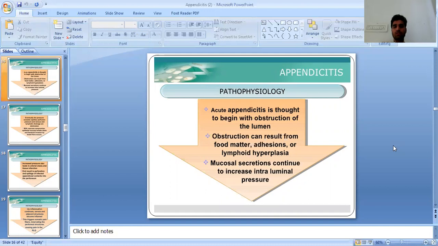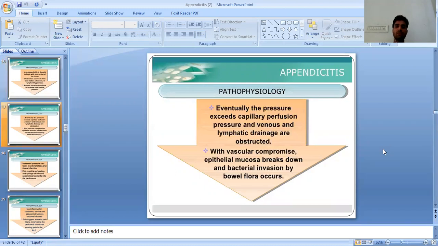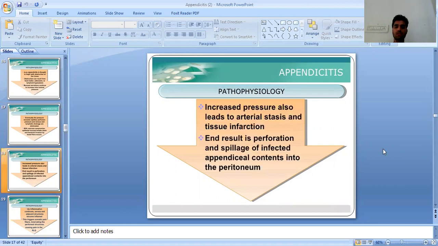Acute appendicitis is thought to begin with obstruction of the lumen. Obstruction can result from food matter, adhesions, or lymphoid hyperplasia. Mucous secretion continues to increase intraluminal pressure. Eventually, the pressure exceeds capillary perfusion pressure and venous and lymphatic drainage are obstructed. With vascular compromise, epithelial mucosa breaks down and bacterial invasion by bowel flora occurs.